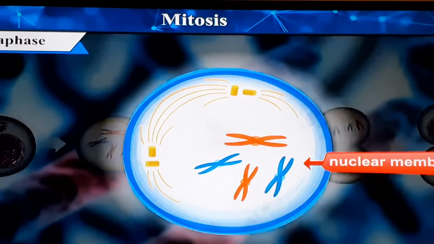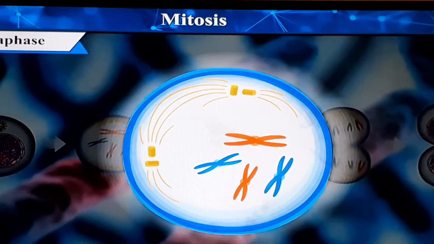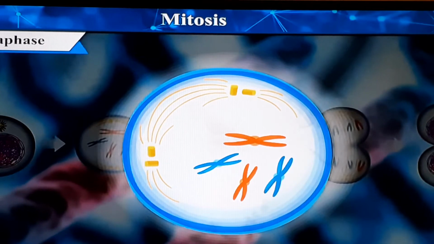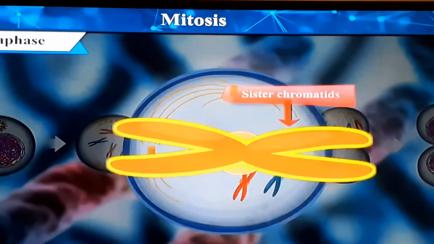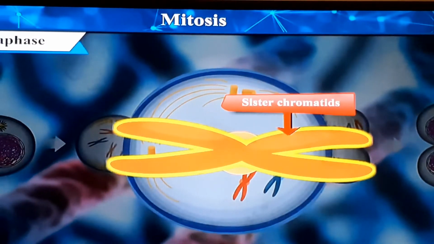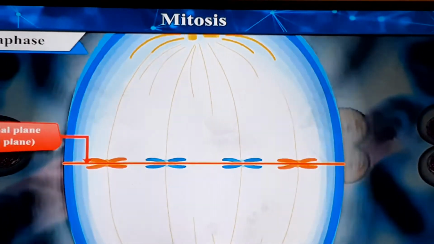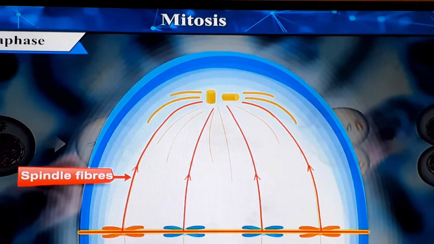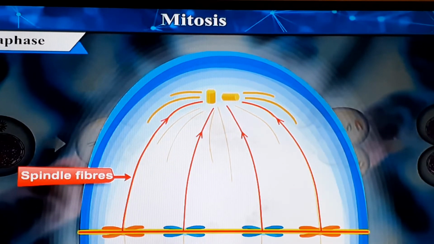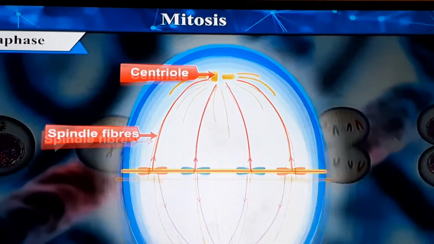B. Metaphase. Nuclear membrane completely disappears in metaphase. Chromosomes complete their condensation and become clearly visible along with their sister chromatids. All chromosomes are arranged parallel to the equatorial plane, that is the central plane of the cell. A special type of flexible protein fibers, that is spindle fibers, are formed between the centromere of each chromosome and both centrioles.